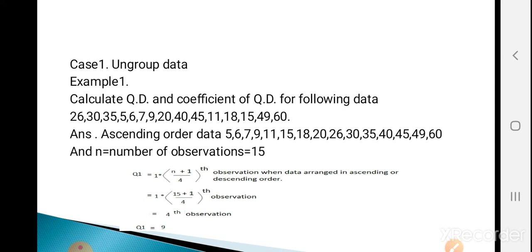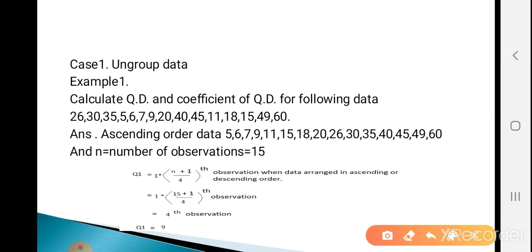We already learned how to calculate the quartiles for ungrouped data. For finding the quartiles for ungrouped data, we need to arrange the data in ascending or descending order. And here n, that is the number of observations given in the example, is a total of 15 observations. So here the n value is 15.